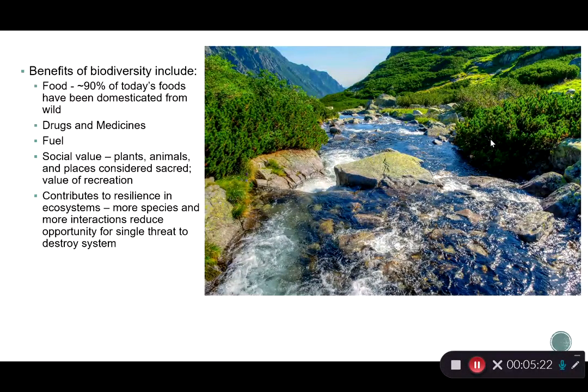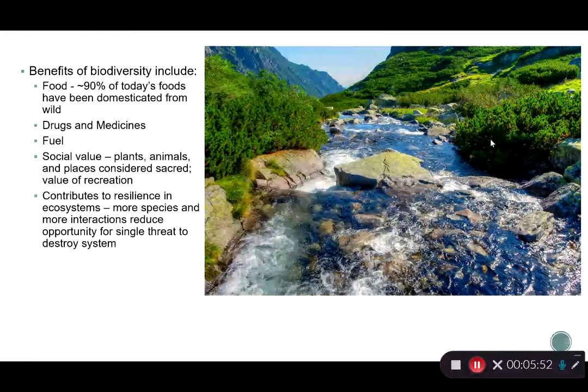Anyways, social value, we talked about that, right? The recreational value of open space and strong ecosystems. Also, plants, animals, and places are considered sacred. So that certainly influences how we think about ecosystems and our relationship to them. And when we have biodiversity, that contributes to resilience. So more species, more interactions, reduce opportunities for a single threat to destroy the entire system.